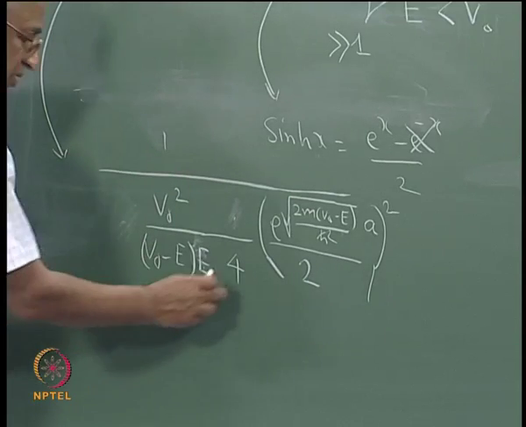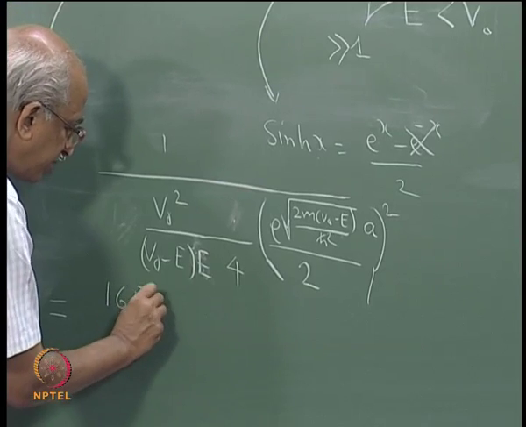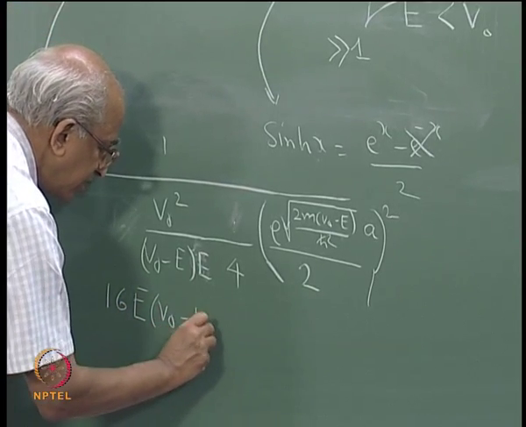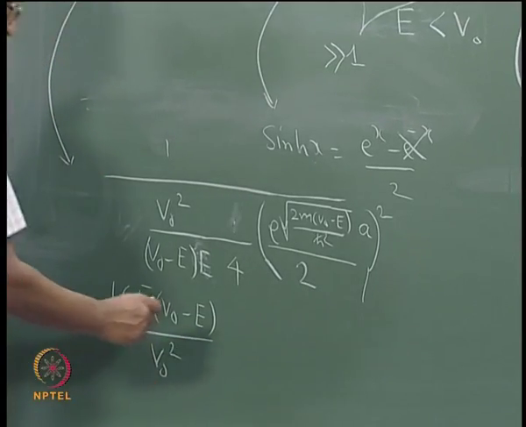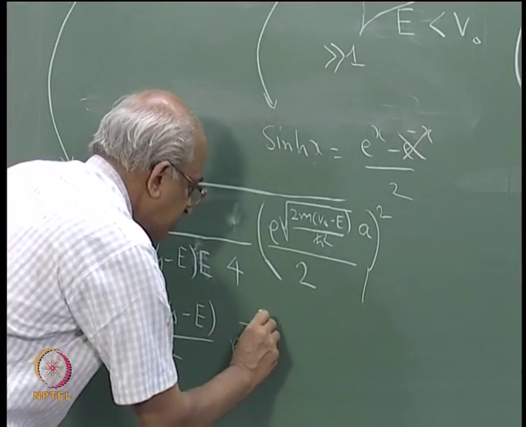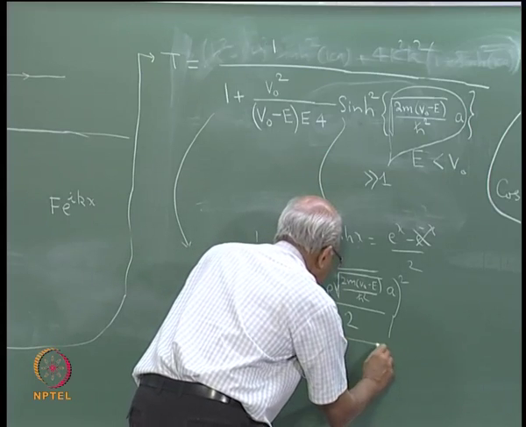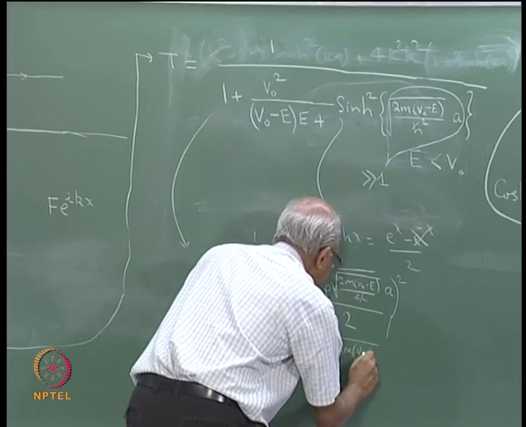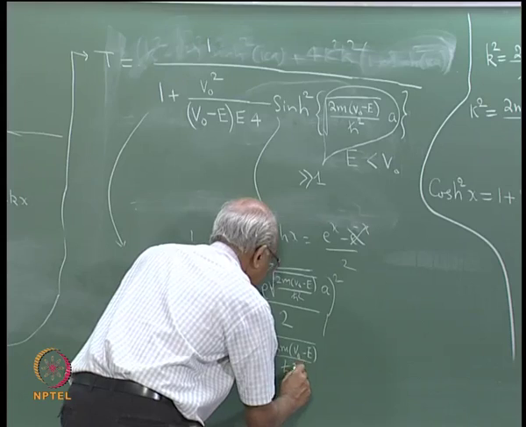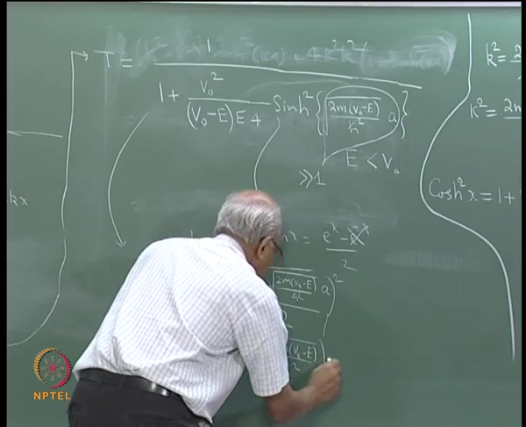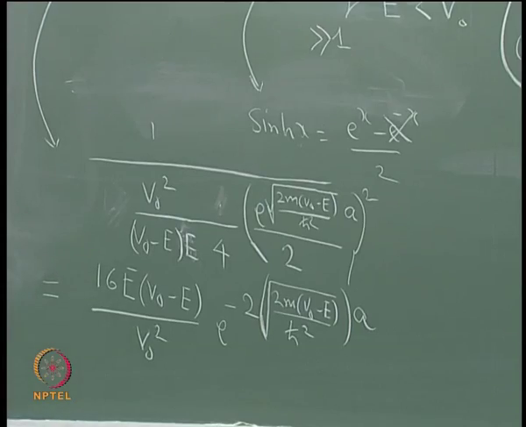So, now again I can simplify this expression. In this particular limit, the answer that I get will be 16 E (V0 minus E) divided by V0 square, e to the power of minus 2... So, this is the result that I get.